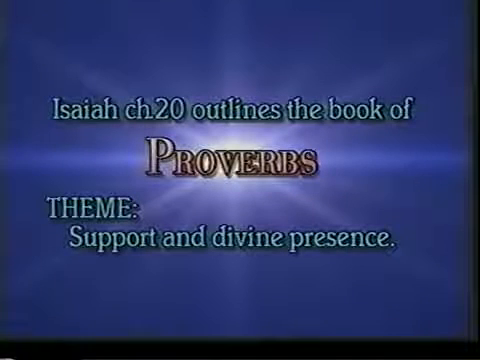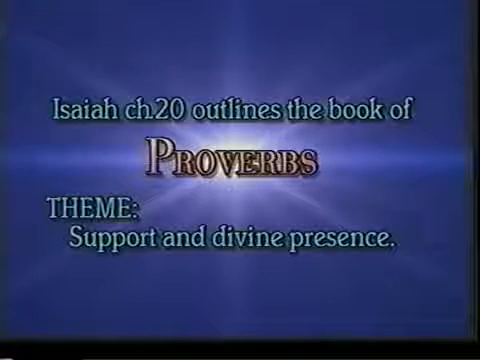Now we come to chapter 20 of Isaiah and its corresponding letter, Samech. It also deals with the theme found in the book of Proverbs. Samech, a very interesting letter, is basically a circle. It's formed as a circle, and it represents the encircling power of God, like a wall of protection around a believer.